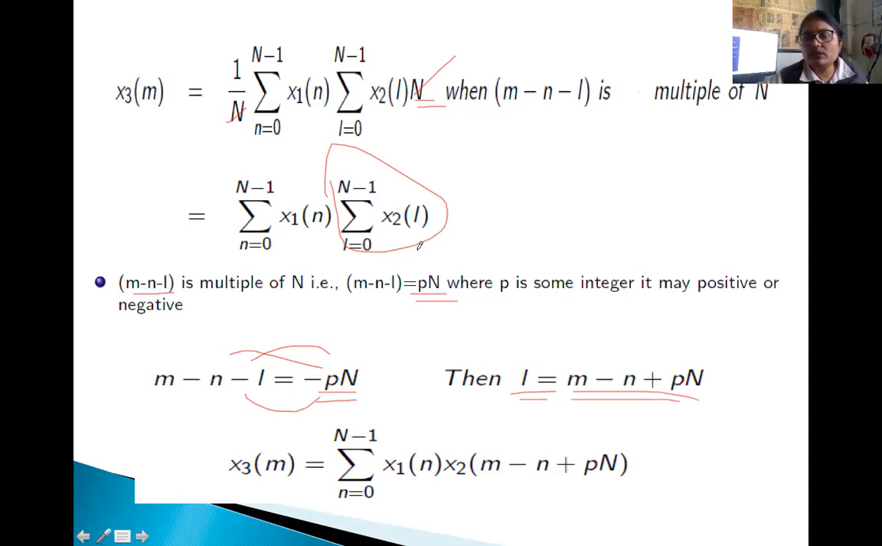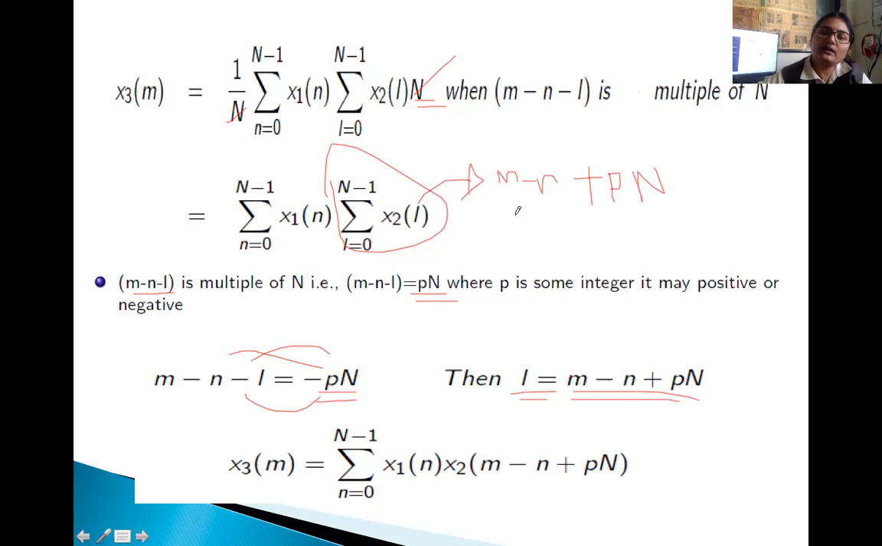मग या इक्वेशन मध्ये मी जर l ची व्हॅल्यू सबस्टिट्यूट केली, काय आपली l ची व्हॅल्यू? What is the value of l? This is equal to m minus n plus pn. This is the value of l. आता l व्हेरिएबल इथं कुठंच नाहीये, म्हणजे this summation will not be having any meaning. मग हे समेशन पण रिड्यूस होणार आहे, कारण l व्हेरिएबल आपण रिप्लेस केलाय. कशाने रिप्लेस केलाय, m minus n plus pn ने.